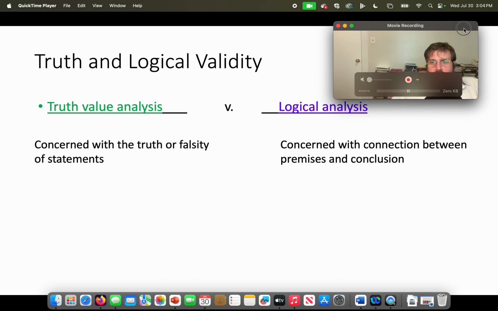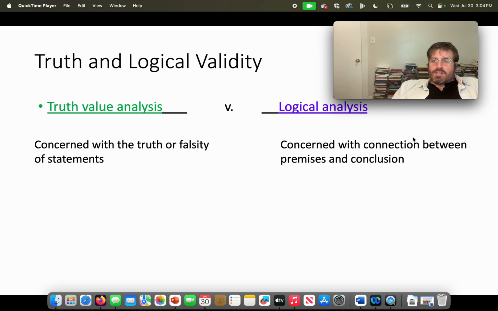Unlike truth value analysis, logical analysis is concerned really with the connections between premises and conclusions, right? What is that pattern between the terms of the premises and the conclusion? So it's much more a question of structure rather than content.